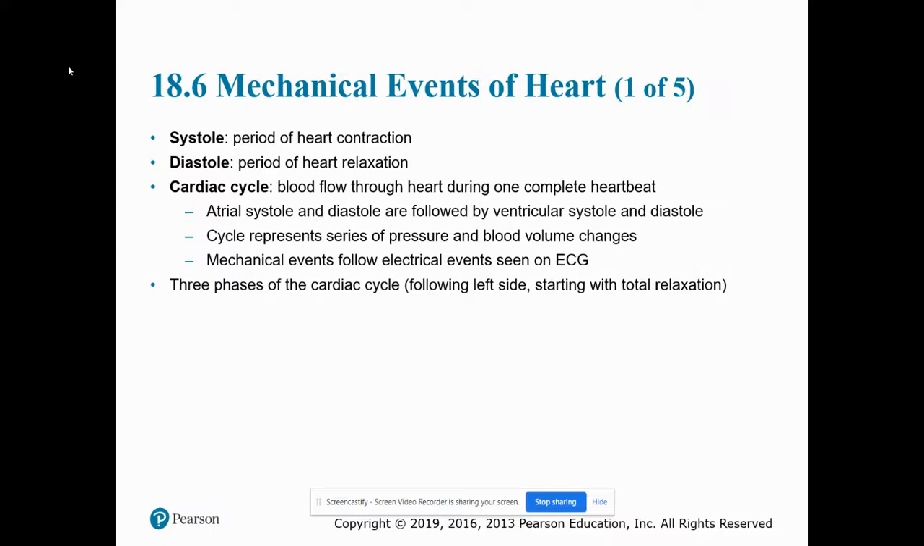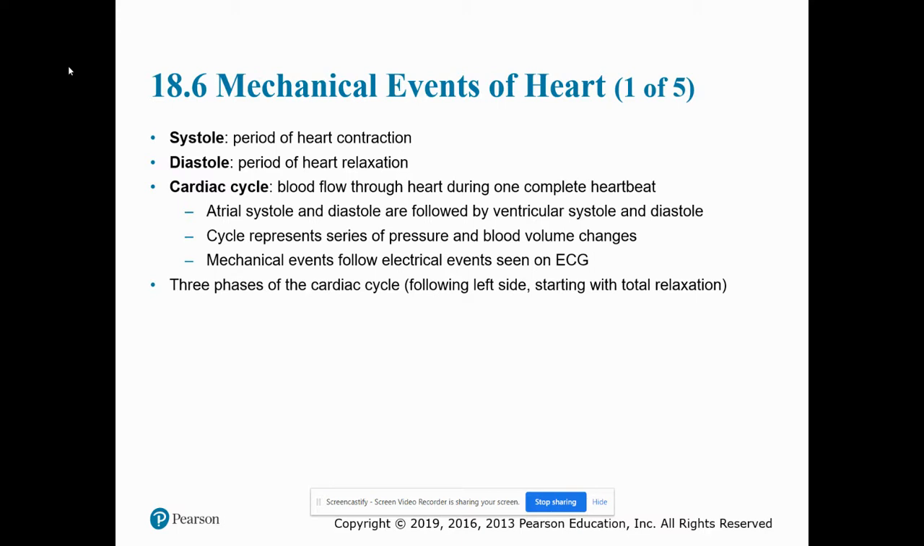Okay, continuing with chapter 18, and this talk is on mechanical events of the heart. So, we are going to first introduce some terms. The first term is systole, and this is a period of heart contraction. Then we also have diastole, and that's going to be the period of heart relaxation. And then the cardiac cycle is blood flow through the heart during one complete heartbeat.